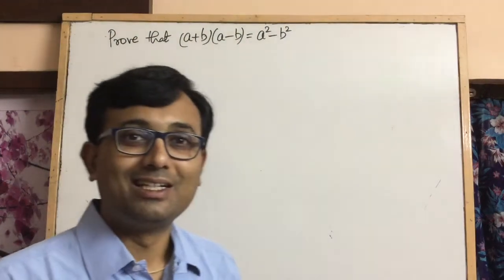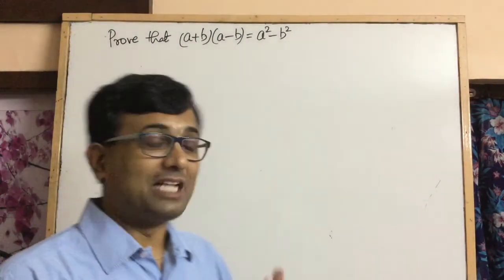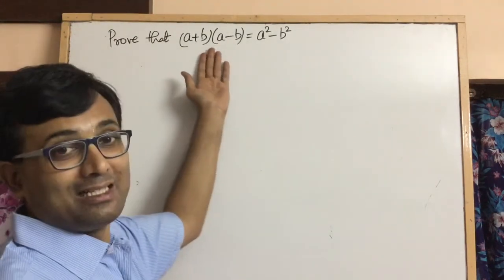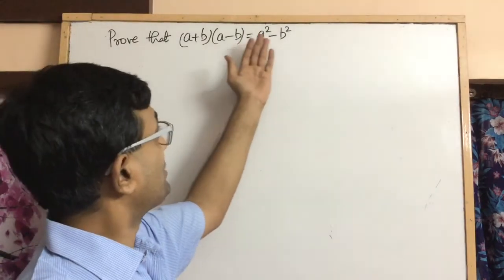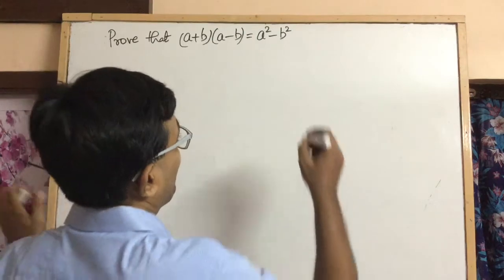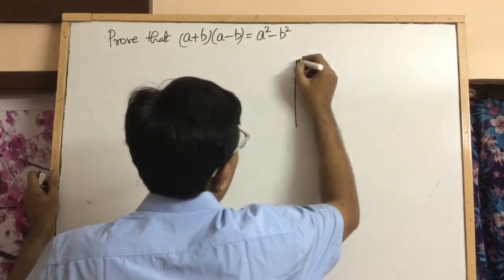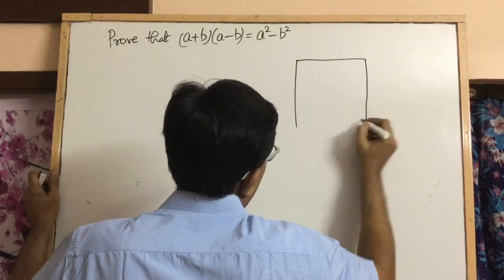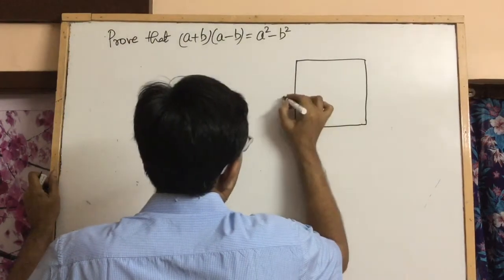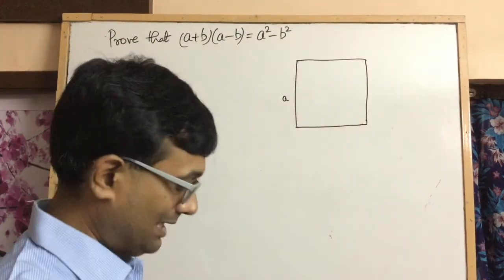Hello viewers, today I'd like to present a geometric proof of the simple algebraic identity (a + b)(a - b) = a² - b². Okay, let's first draw a square whose side length is a. So that's a square whose side length is a, right?